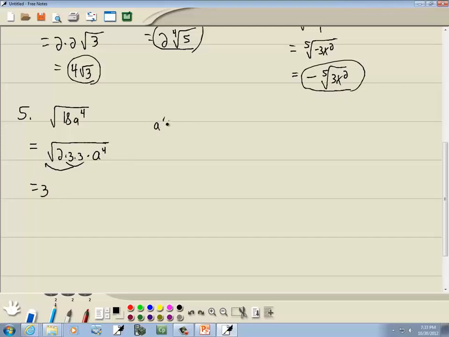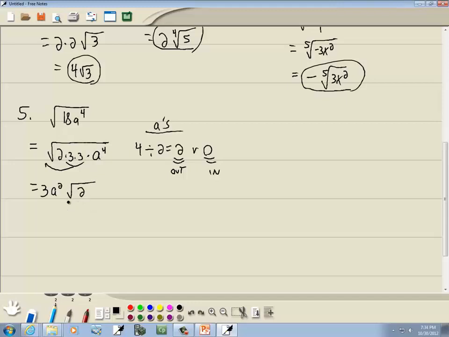Okay, now the a's. What you do is you take your power, which is 4, and you divide by your index. Index is this number in a slot, and if it's a square root, it's by default 2. So 4 divided by 2 is 2 with a remainder of 0. This is old style division. Now this first part tells us how many a's come out, and this tells us how many a's stay in. So we're going to have 2 a's come out, and 0 a's stay inside. Well, the 3's are gone, the a's are all gone, so we got just a 2 in here.